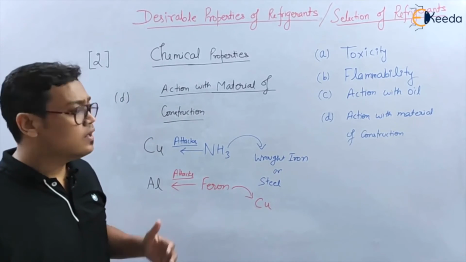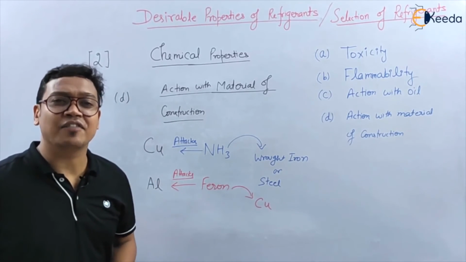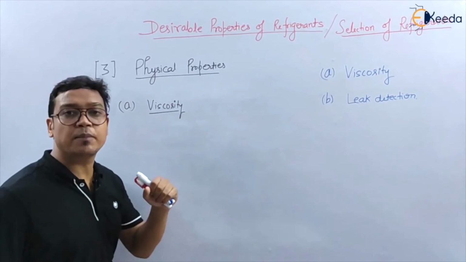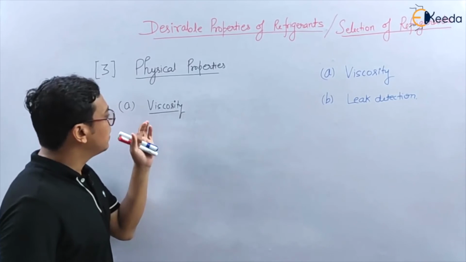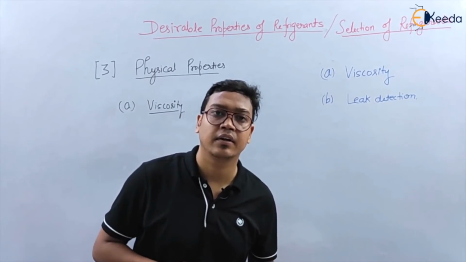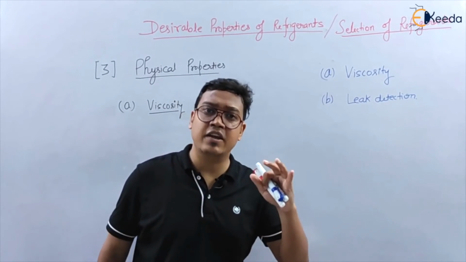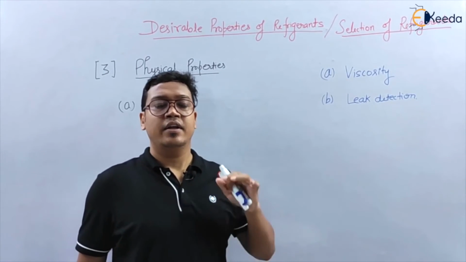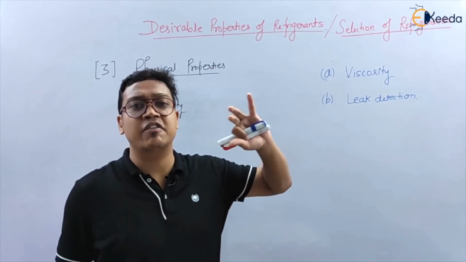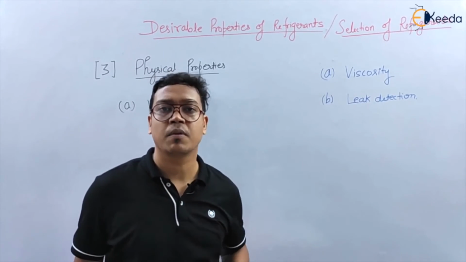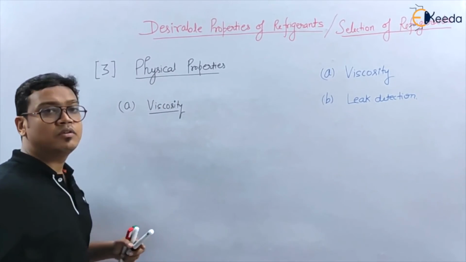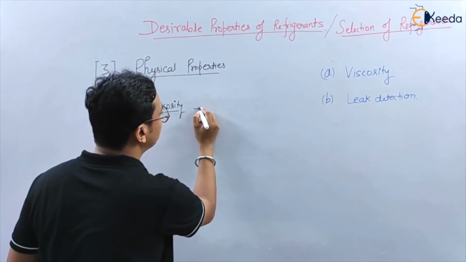Now let's see the physical properties of a refrigerant. Now let's see the property viscosity. It is a physical property of refrigerant. Viscosity means the thickness of a refrigerant. If the refrigerant is very thick, then the refrigerant will not flow easily in the evaporator tubes and condenser tubes. So the refrigerant should not be viscous.